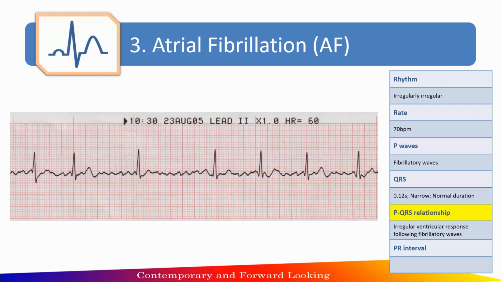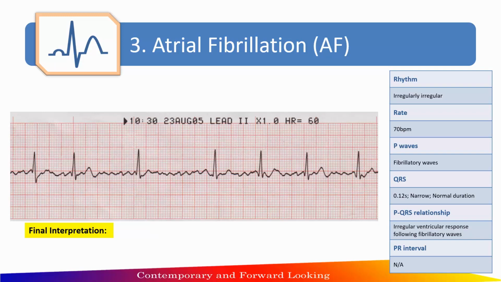The P-QRS relationship here is basically non-existent as there are no true P waves present. Instead, there is an irregular ventricular response following fibrillatory waves. The PR interval can no longer be measured as well, as P waves are not present in this rhythm. With the answers to our 6-step analysis established, we can conclude that due to the narrow QRS waves, the rhythm shown here originates from above the ventricles.